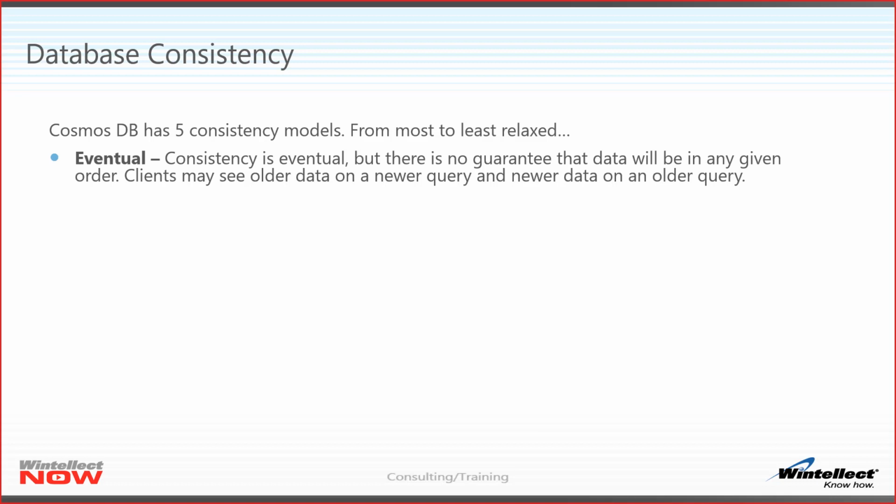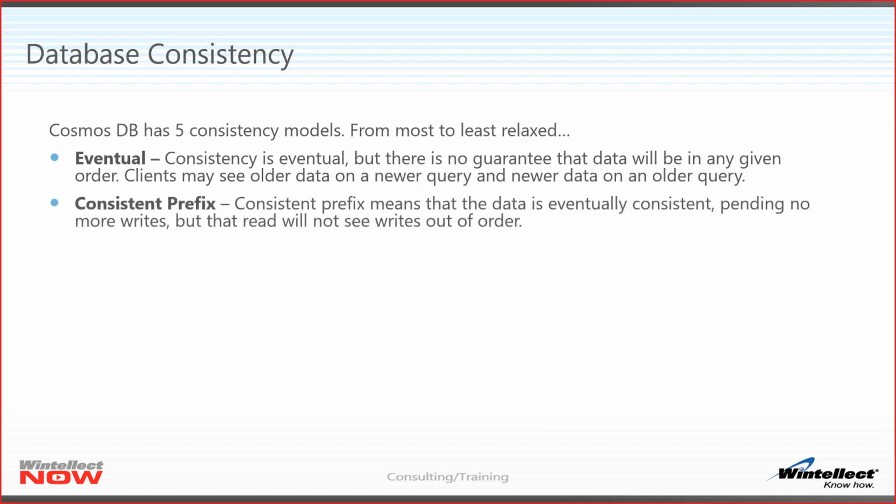It basically means that eventually everything will be consistent. But if I'm querying the same record that someone else is writing to, I might get their writes, I might not get the writes, depending on which data store node it reads from. Now, with each level of consistency, it gets better with the writes. Consistent prefix means that the data will eventually be consistent, provided that there are no more writes, but reads will not be out of order of the writes.